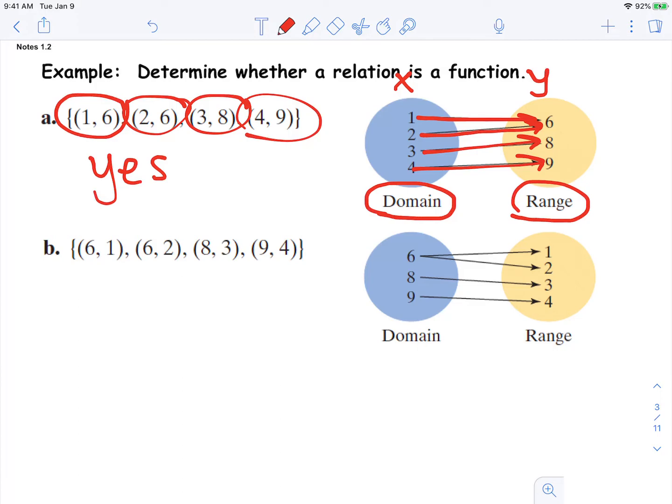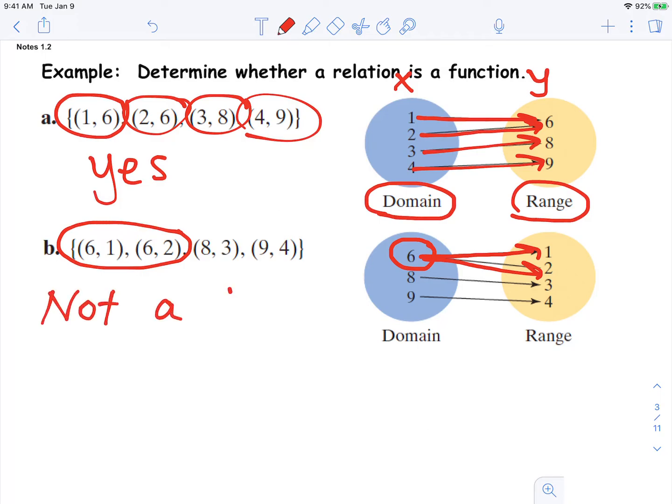Now, the second mapping, notice this right here. There is a repeat. 6 is mapping to 1, and 6 is mapping to 2. So these two ordered pairs cause this relation to not be a function, because there is a repeat in the domain, in the x values.